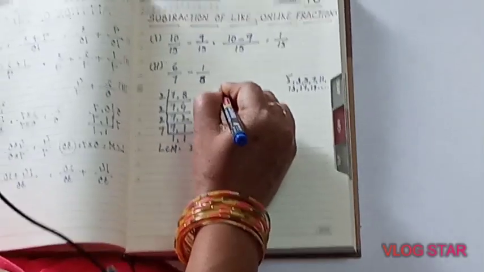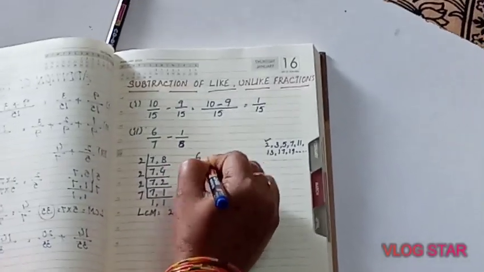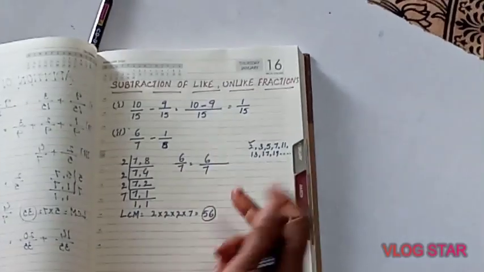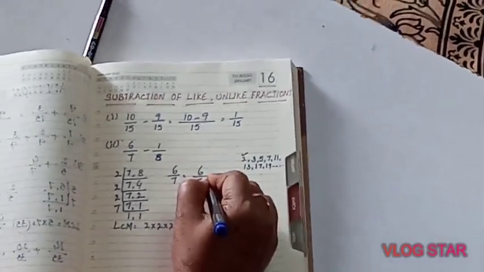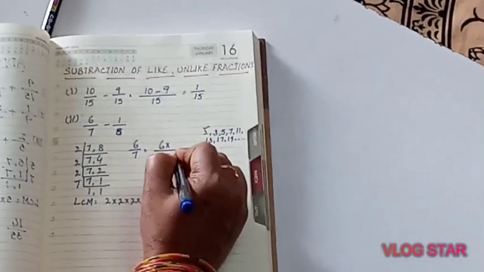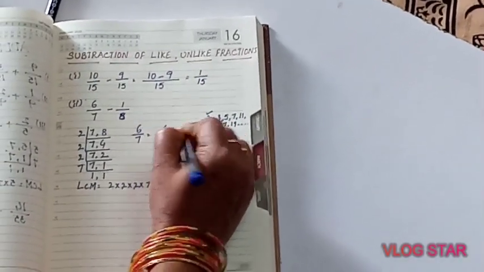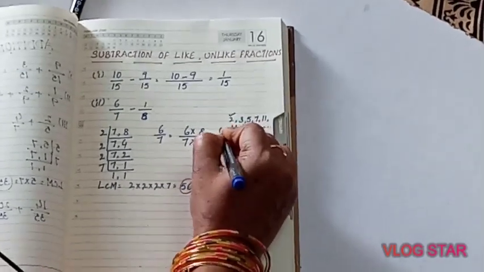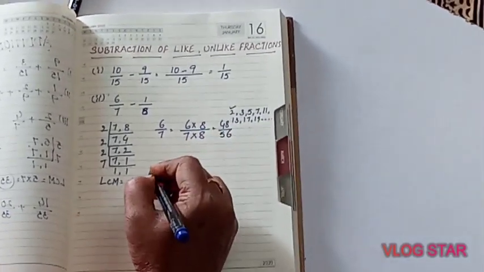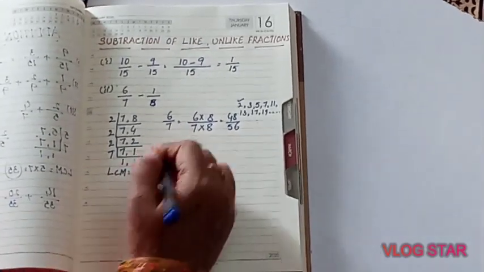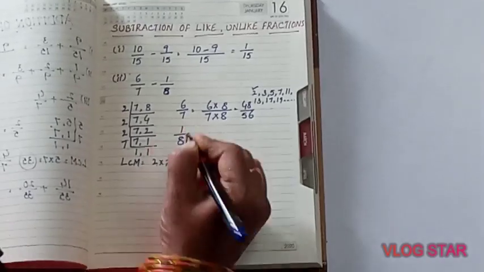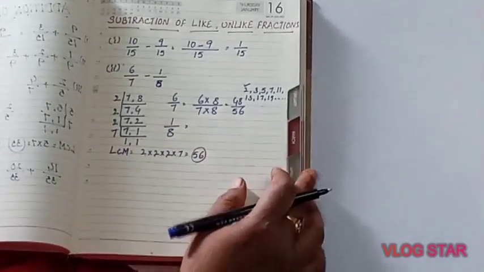Now take the first fraction 6 by 7. Here what is the denominator we are actually having? 7. But how much do you need? 56. 7 table, when will you get 56? 7 8s are 56. Multiply both numerator and denominator with 8. So 6 8s are 48. 7 8s are 56. Now bring down the next fraction, that is 1 by 8.